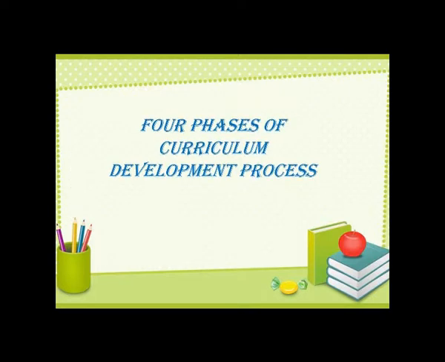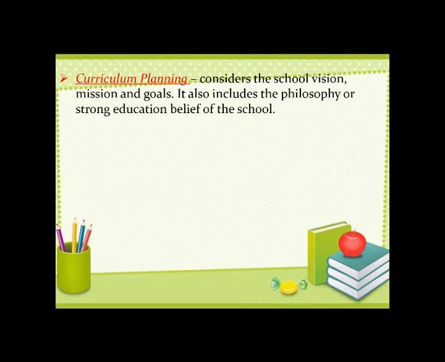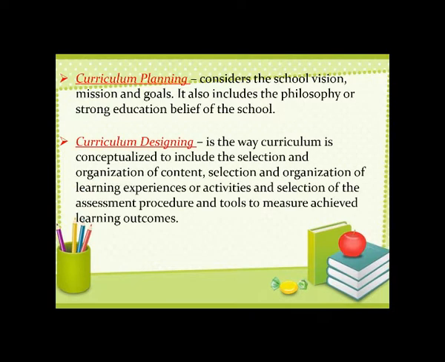There are four phases of the curriculum development process. First is curriculum planning. It considers the school vision, mission, and goals. It also includes the philosophy or strong education belief of the school.